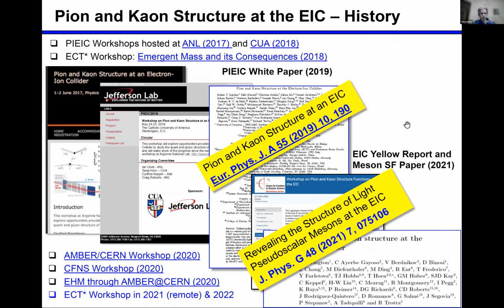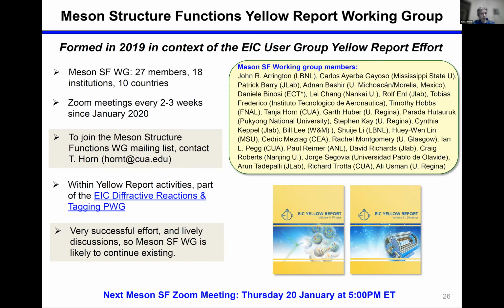And since then, we have continued having these workshops, some of them in collaboration with AMBER at CERN, just because this topic of emergent hadron mass is, of course, of interest to all facilities. And it's important, obviously, to make the measurements as complementary as possible. We have also published 2 papers since the first workshop. The first paper was in 2019, then we followed this up in 2021. The second paper was in the context of the EIC User Group Yellow Report.